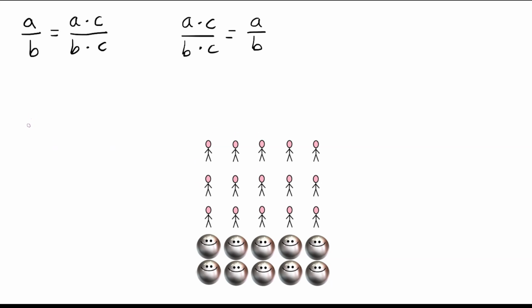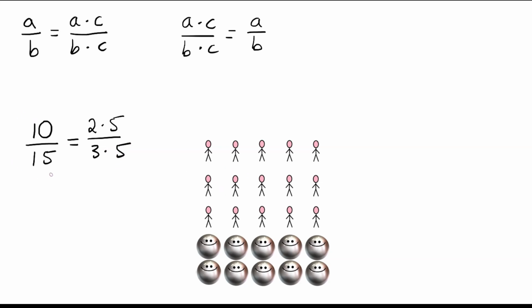So let's say we start with this example. Here we have 10 silver balls that we want to divide up equally among 15 persons. But we see here 10 and 15, they have in common 5. So this we can write as 2 times 5, and this as 3 times 5.